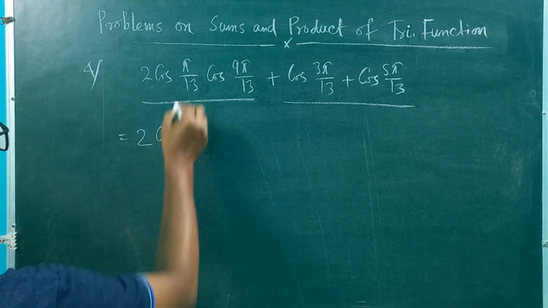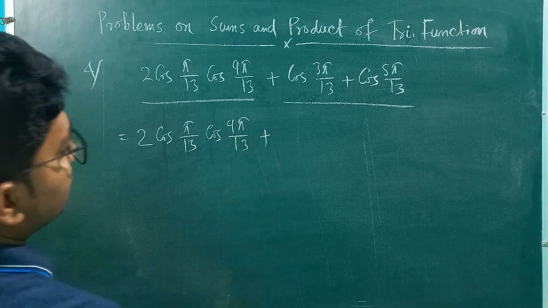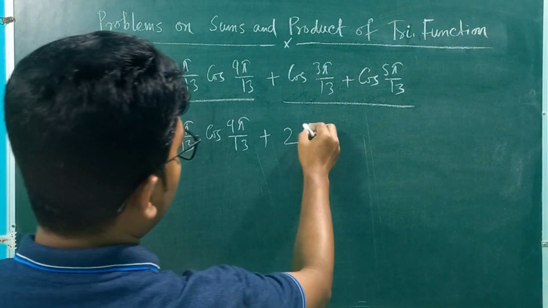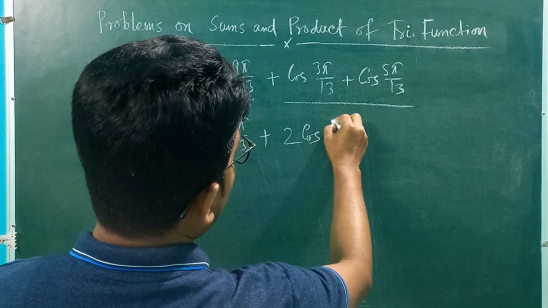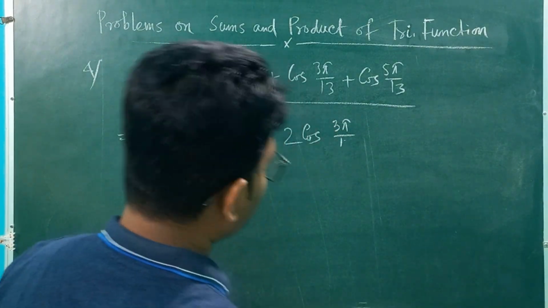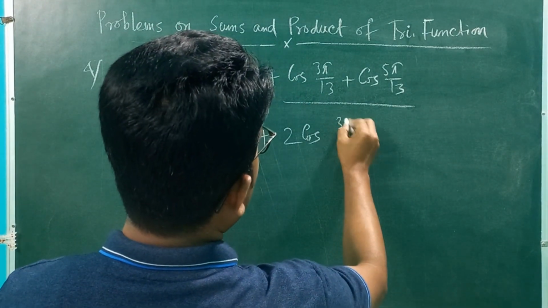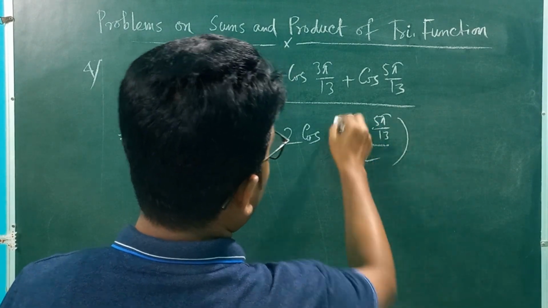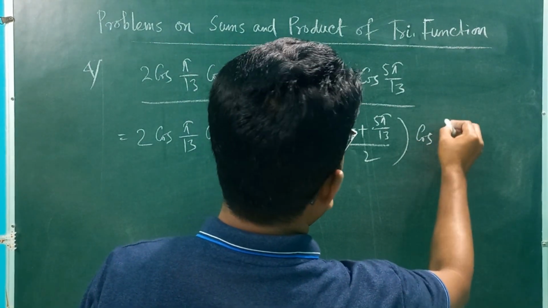I take this part unchanged, 9 pi by 13. So cos C plus cos D, what is this one? 2 cos (C plus D)/2, and I just write 3 pi by 13 for your clarity. What is this one? 3 pi by 13 plus 5 pi by 13 by 2, cos (C plus D)/2 and cos (C minus D)/2.